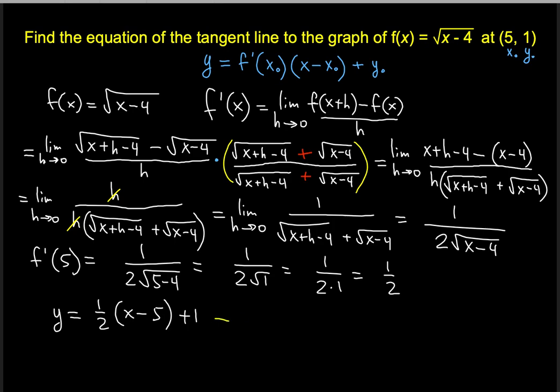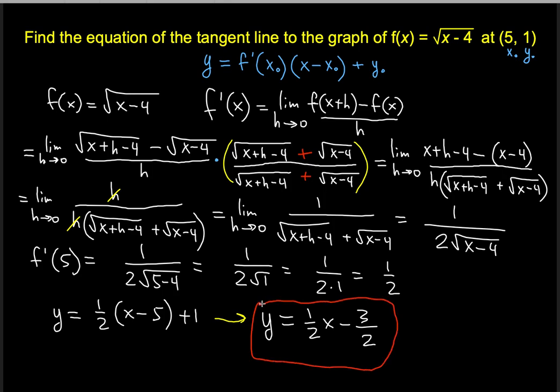So if you simplify this, you should get an equation in the mx plus b format as y is equal to 1/2 x, now minus 5 over 2 plus 2 over 2, because this can be written as 2 over 2 with the denominator 2. Minus 5 plus 2 is minus 3, right? So minus 3 over 2. So this is your desired equation of the tangent line to the graph of the function square root of x minus 4 at the point (5, 1).